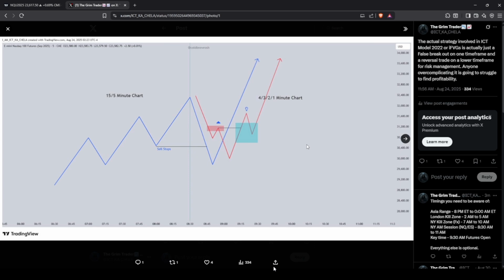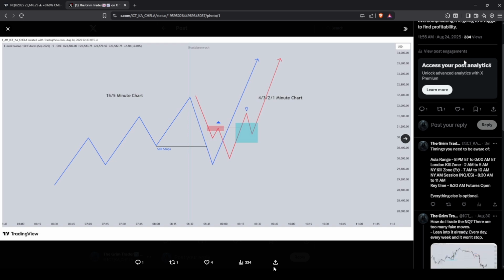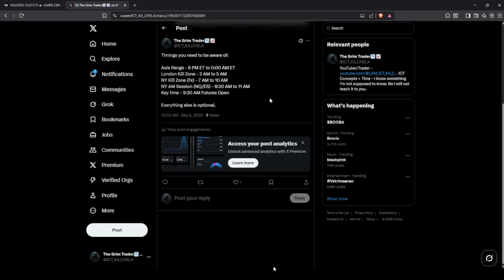It is trend continuation. This is the only way anybody can ever make money trading. There's another detail you need to know about: the time of day. You need to mark out the Asia range, as mentioned here in this X post that I have here, 8 p.m. to midnight, 2 a.m. to 5 a.m. These are London range.